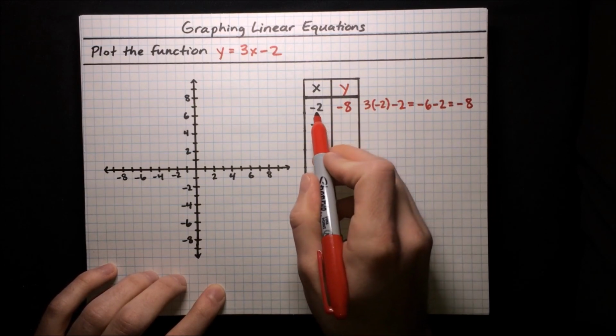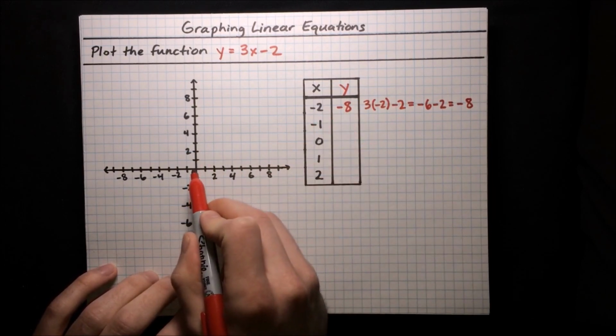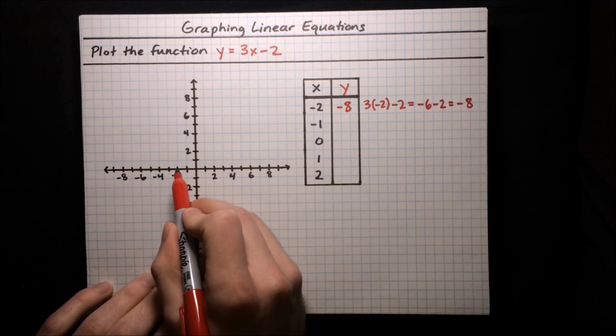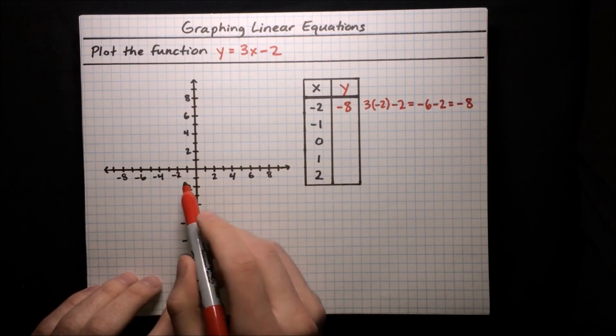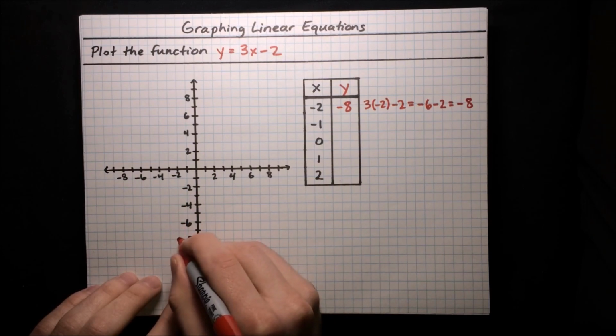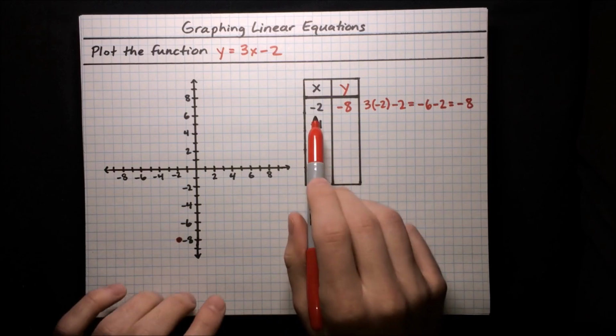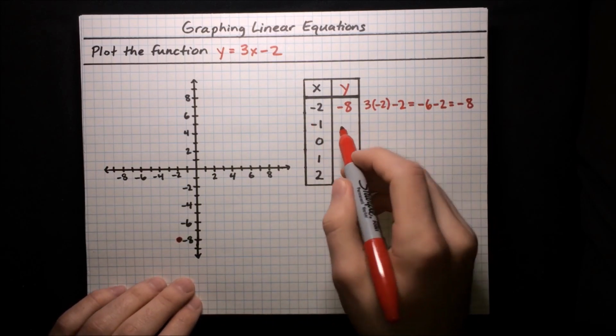Okay, now we've got a point negative 2, negative 8, and we're going to put that on the graph here. So we'll go to negative 2 here on the x, and then on the y we'll drop down to negative 8, and that's this point right over here. Alright, great. First point is done. Now it's back to our table to find the next point.